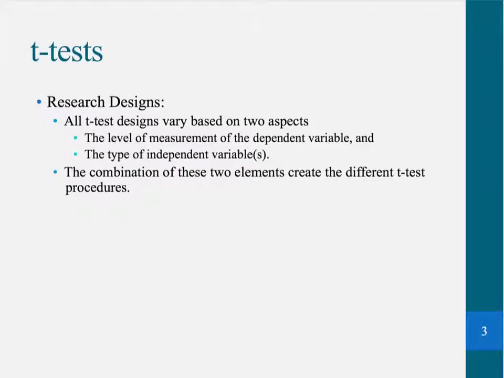So t-tests vary on two different aspects. The first aspect is the level of measurement of the dependent variable, and the second is the type of the independent variable. So you want to really make sure you have those two points down. The level of measurement of the dependent variable and the type of the independent variable. Once you know those two things, when you combine those two elements, we can create 4 different potential t-test procedures, and that's what we're going to be introducing throughout this semester. We're going to introduce the first one in this lecture, the second one in the following lecture, and the last two later in the semester.